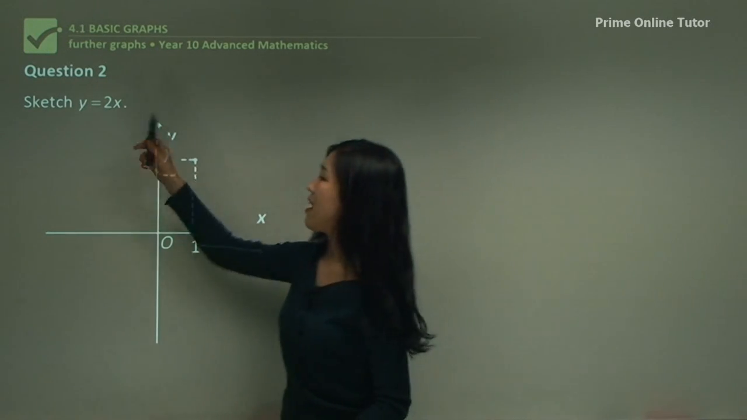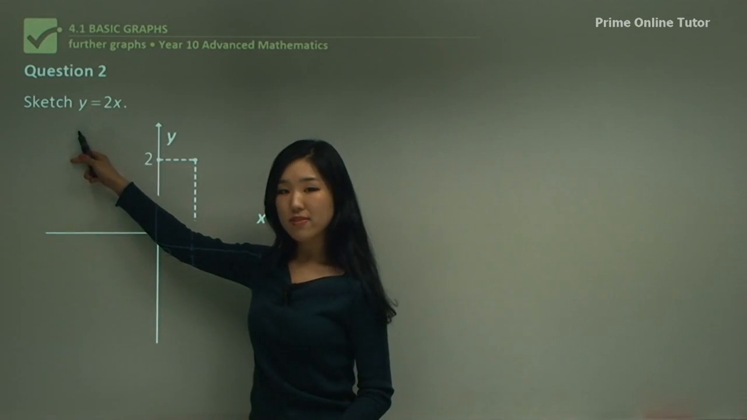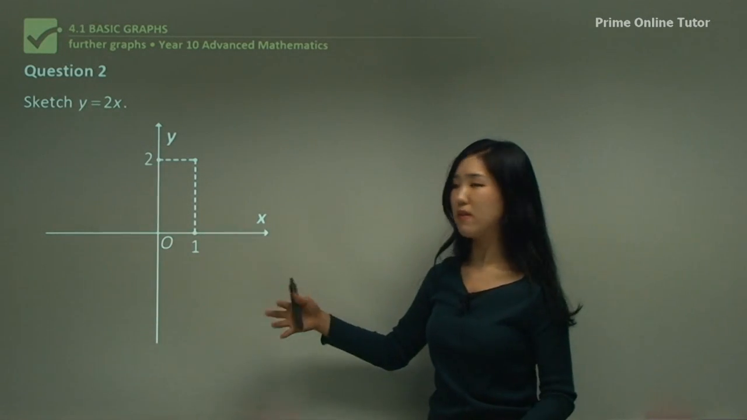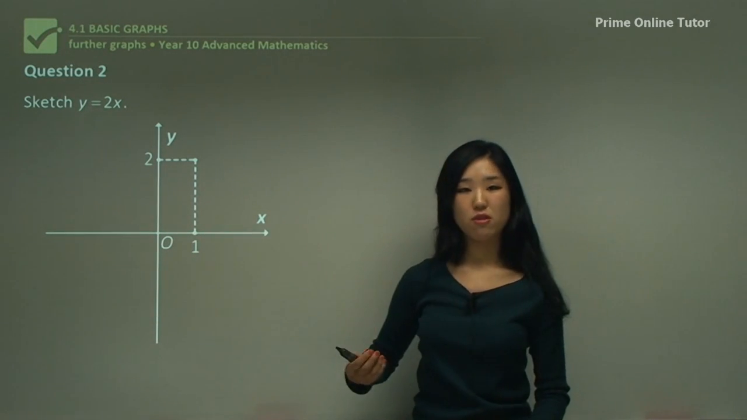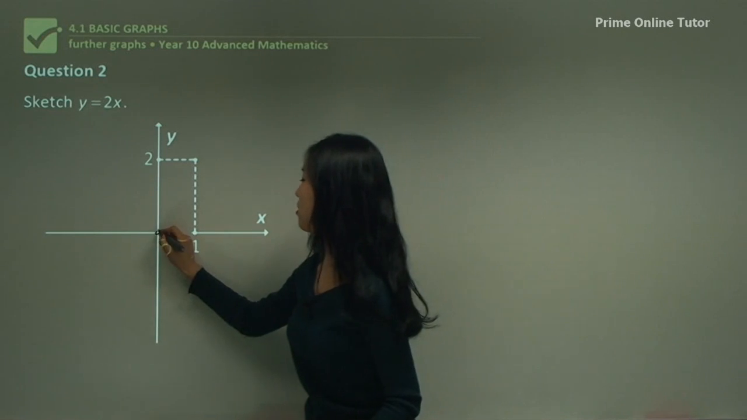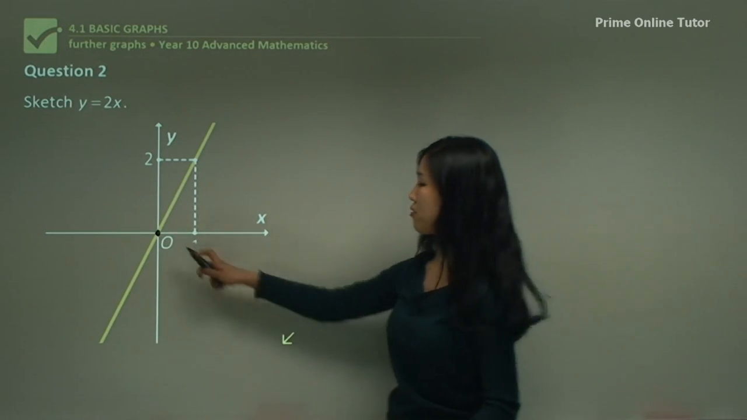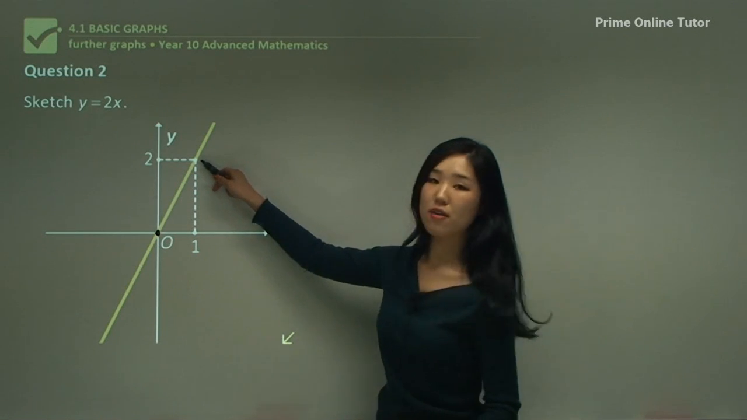And again, when x is 0, y is 0, and when y is 0, x is 0, right? This is just the most basic type. So it will pass through the origin. That's an intercept. So that's our graph. It would pass through that one, and it would also pass through that one.